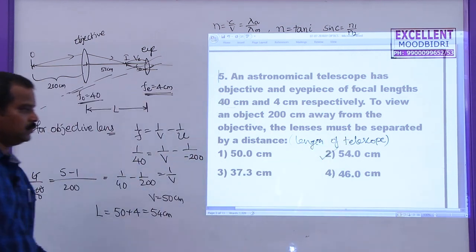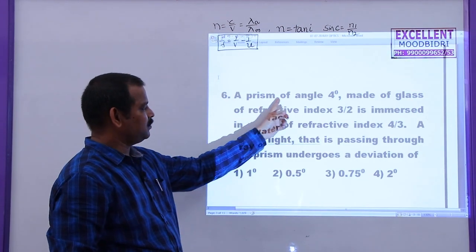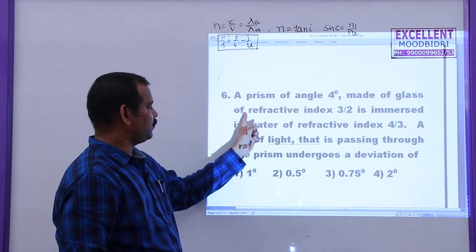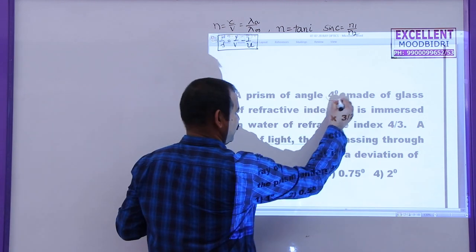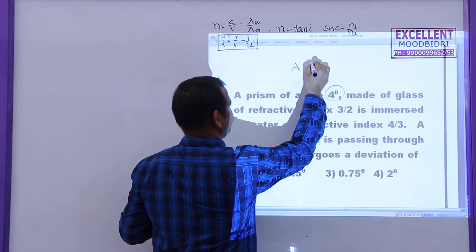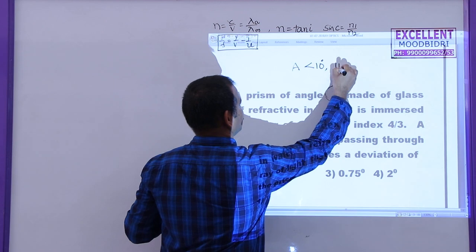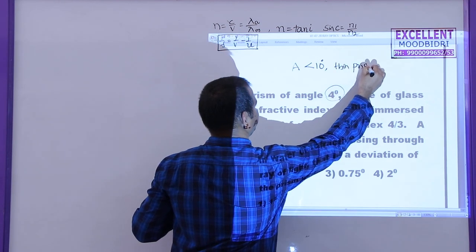Option 2 is correct. A prism of angle 4 degrees made of refractive index 3 by 2 is immersed in water of refractive index 4 by 3. If the angle of prism is less than 10 degrees, then it is known as a thin prism.